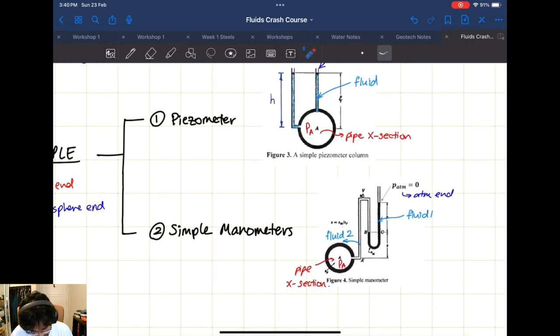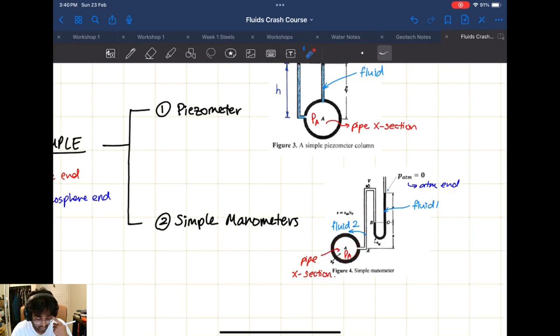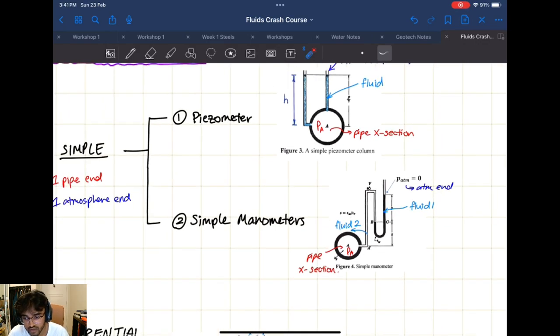For a simple manometer, it's a bit different. There's actually more than one fluid that's acting within the manometer, right? So again, we've got a pipe cross section or a pipe end. Then there's going to be one fluid, and then another fluid, and then after that another fluid. It's going to be connected to the atmosphere. I don't know why they use more than one fluid. I think it makes calculations a bit more accurate. I don't know though. I just know how to calculate the pressures. That's for sure I do.